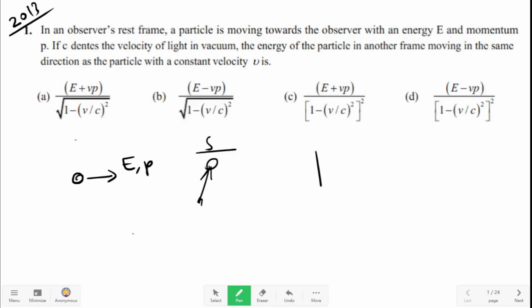Now there is another frame, let's say a vehicle. It is moving with velocity v in the same direction as the particle. Let's say this is S prime frame. We have to calculate the energy of the particle as viewed from the S prime frame. To find the energy in the S prime frame, which is moving with velocity v in the same direction as the particle, we can use the energy momentum transformation formula.